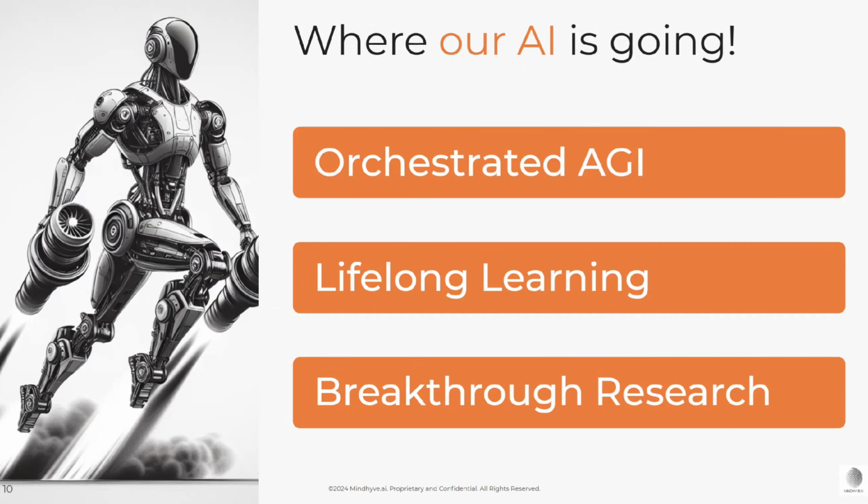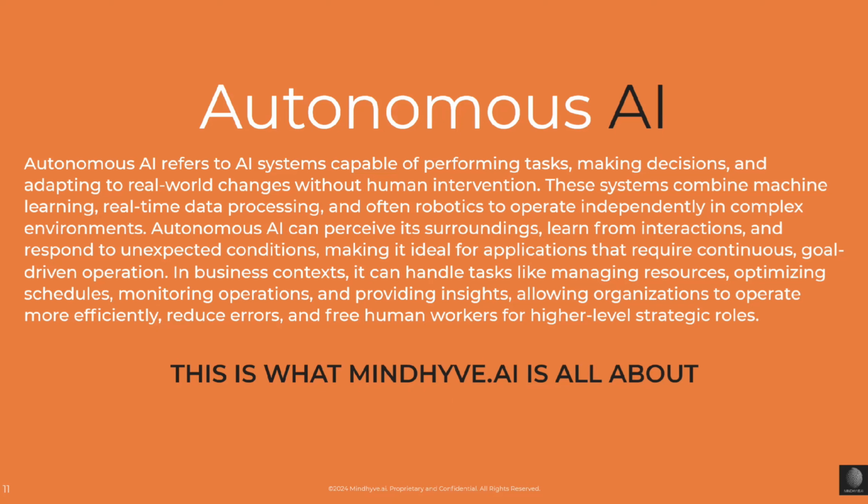Autonomous AI. This is our sweet spot. This is what we do. This is how we'll achieve breakthrough research and run hospitals, banks, insurance companies, law firms, real estate businesses. Autonomous AI refers to artificial intelligence systems capable of performing tasks, making decisions, and adapting to real-world changes without any human intervention. Autonomous AI is what, by the way, powers your Tesla.